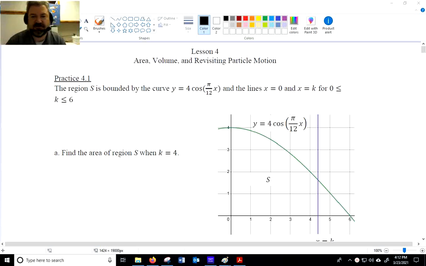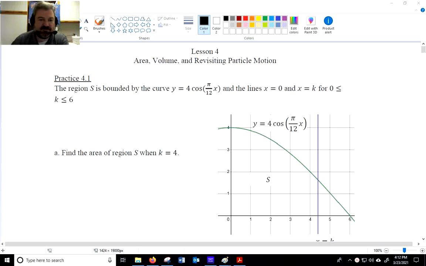This is lesson 4 in Unit 10. This is our last lesson that we're going to have in our 10th unit, which is our last unit. So give yourself a pat on the back for making it this far. Let's get down to it.